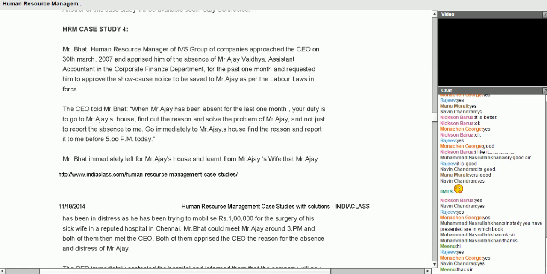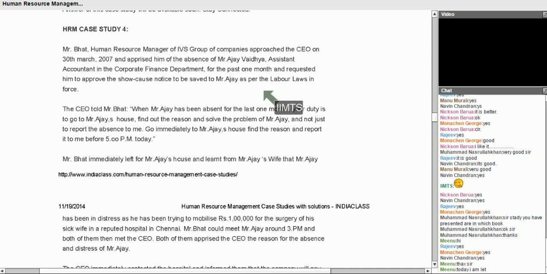So there is one person, Mr. Bhatt. He is the HR manager of a company called IVS Group of Companies. This HR manager approached the CEO on a particular date, 30th March 2007, and apprised him, meaning informed the CEO, of the absence of Mr. Ajay Vaid, assistant accountant in the corporate finance department.